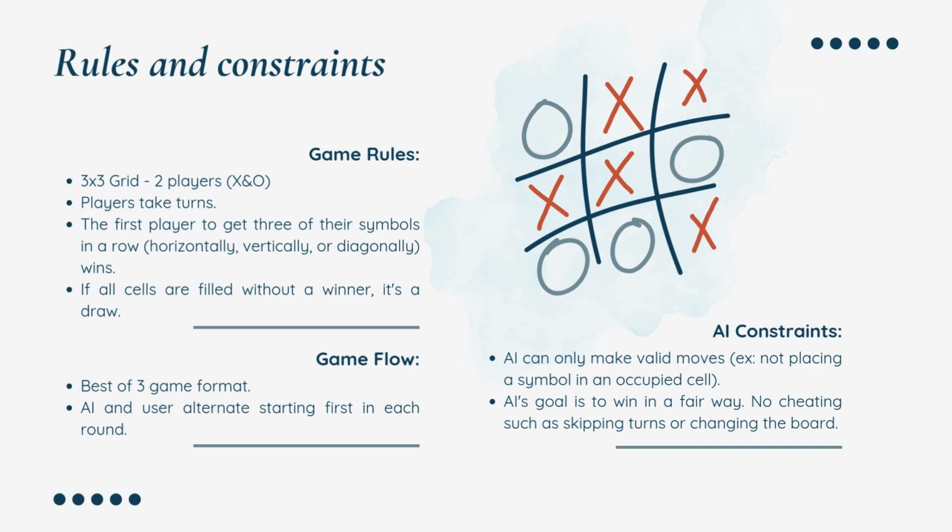Next, we'll have constraints on the flow of the game. The game follows a best of 3 format, so the first to win 2 rounds is declared the overall winner. To keep things fair, the AI and user will alternate who starts each round. This avoids giving one side a constant advantage. These constraints help balance the game, making it more engaging and competitive.